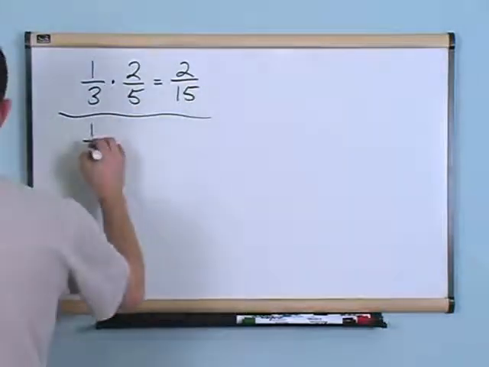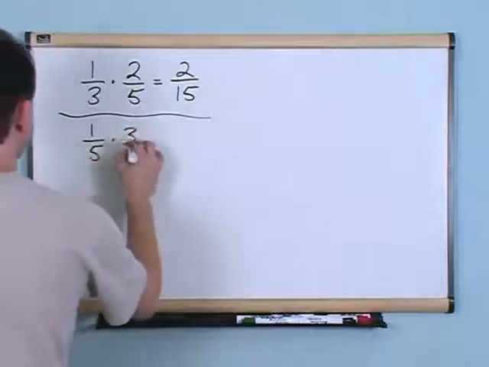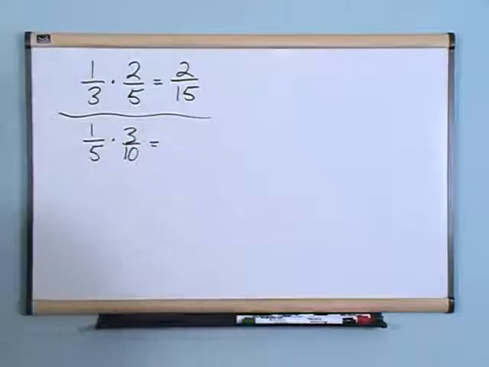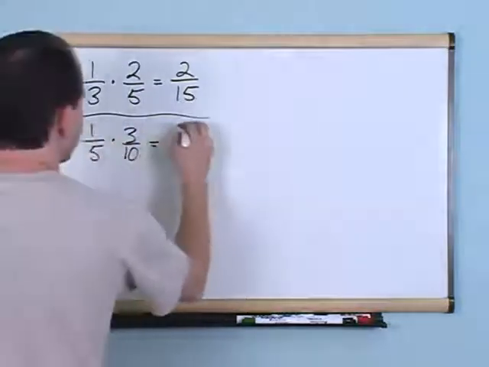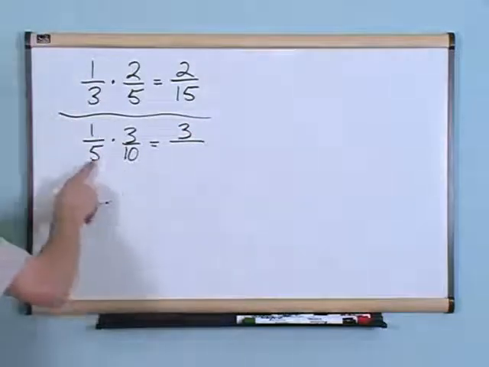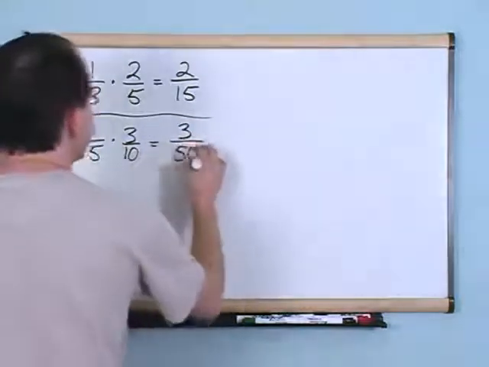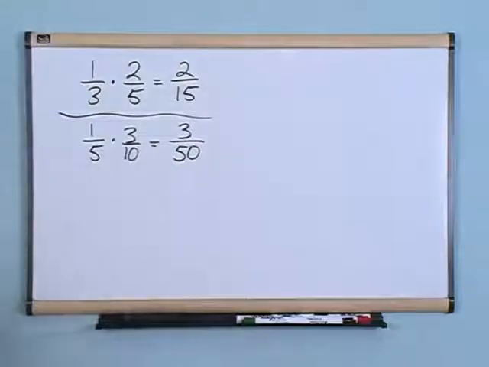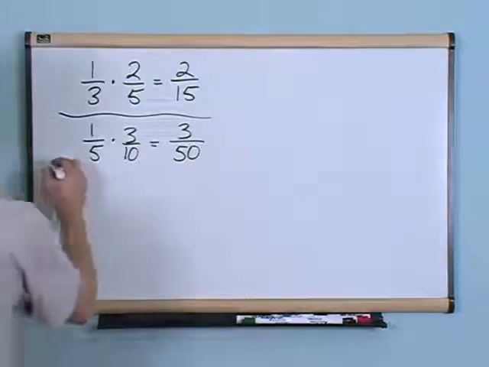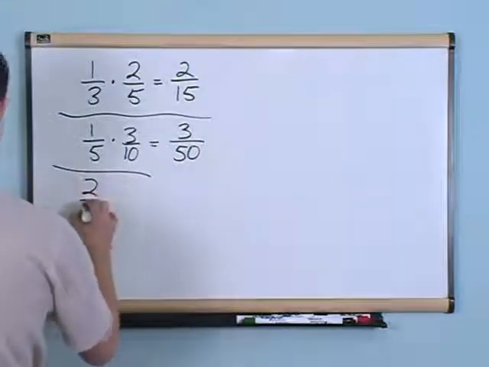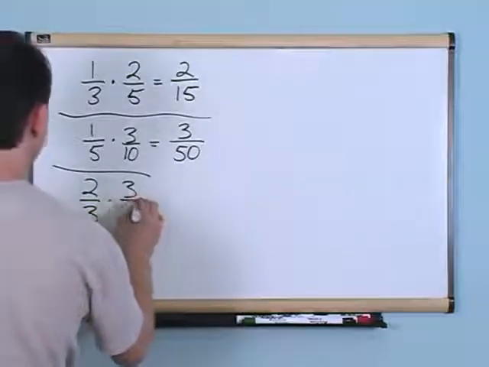What if you had 1/5 times 3/10? Okay. You multiply the top. 1 times 3 is 3. Multiply the bottom. 5 times 10 gives you 50. Again, you can't simplify that anymore, so you're done. What if you had 2/3 times 3/4?